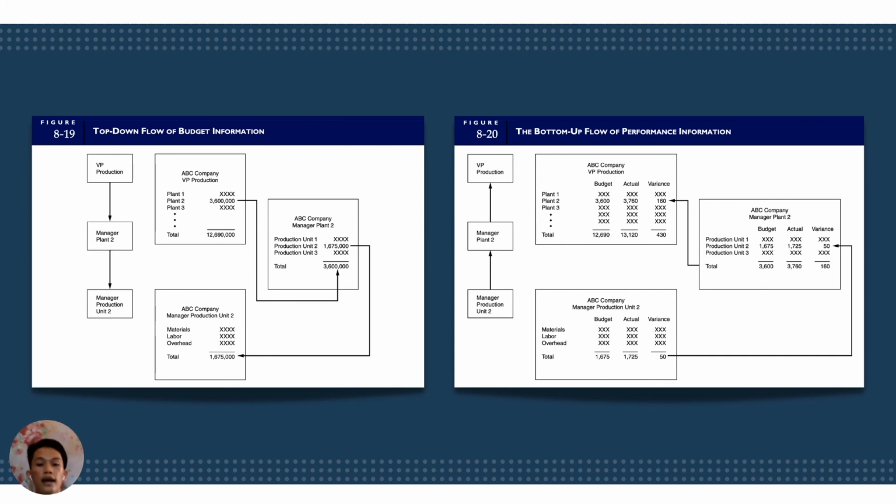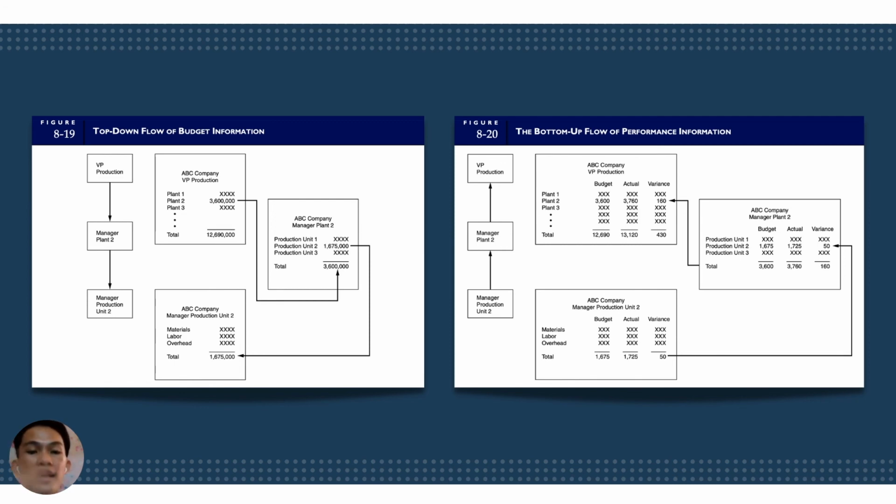So, the next illustration is the measuring and reporting performance, 8-20. The bottom-up flow of performance information. If we notice, the arrow goes upward. Here in 8-19, starting from the top, the arrow goes downward, whereas this 8-20 goes from the bottom up to the top.